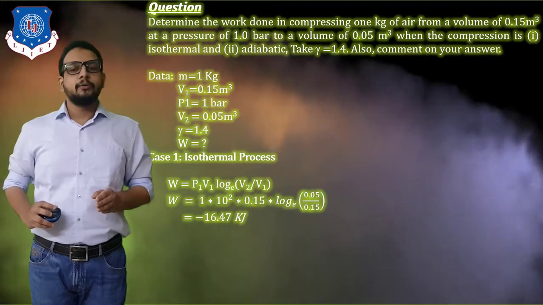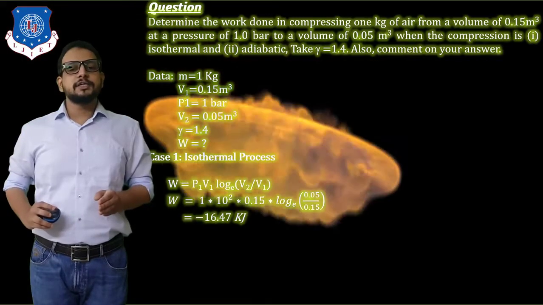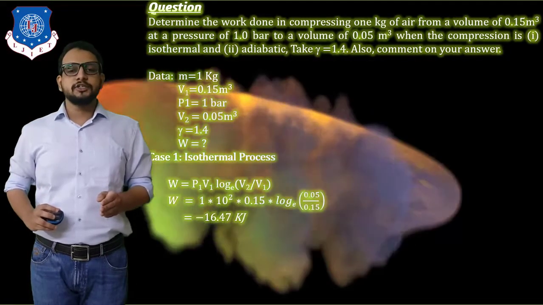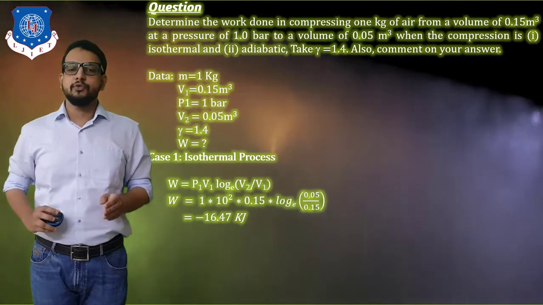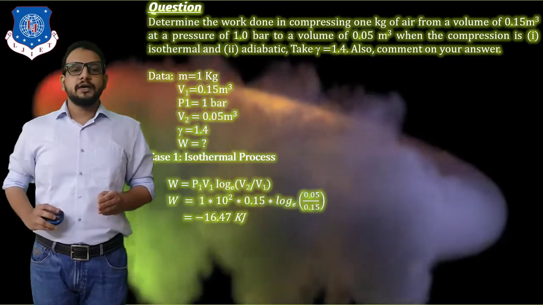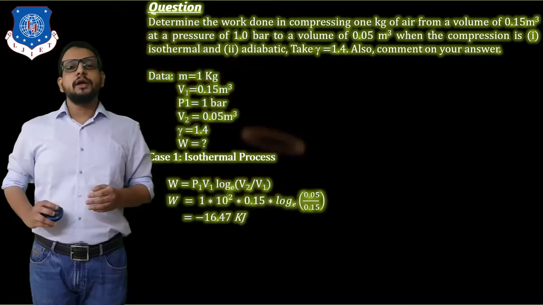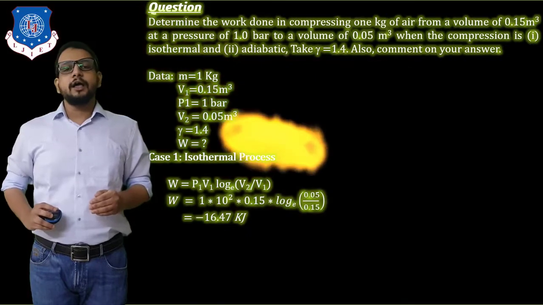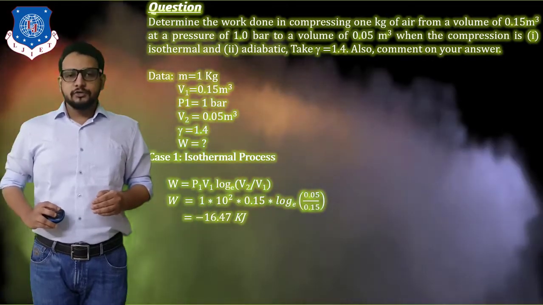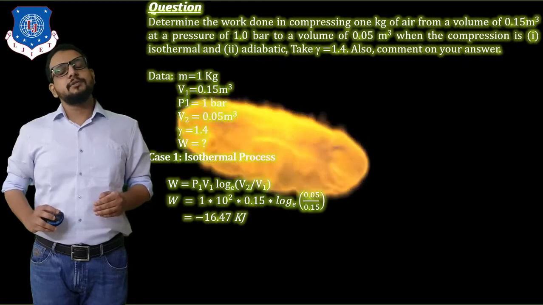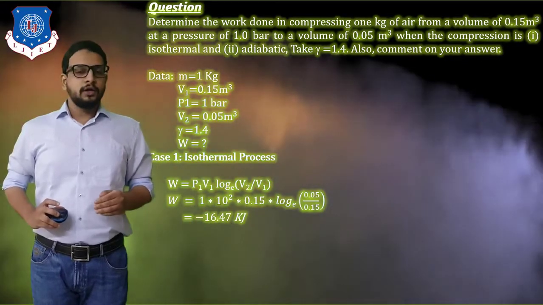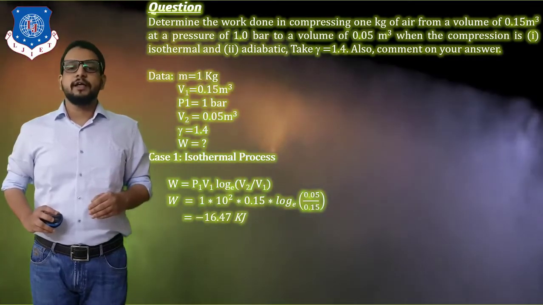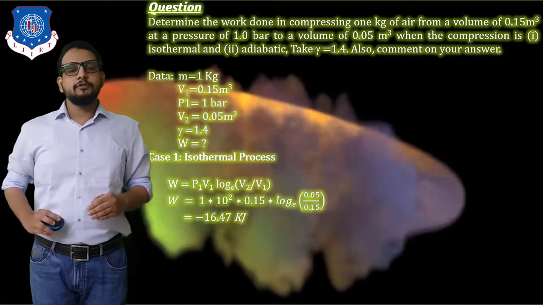So directly we need to substitute all the values and we can determine work done for an isothermal process. W is equal to 1 into 10 raised to 2, where I have converted pressure, which is given in bar, into kilopascal. So 1 bar is equal to 10 raised to 2 kilopascal. So 1 into 10 raised to 2 into 0.15 into log V2 by V1, which means log 0.05 upon 0.15. The final answer of work done is minus 16.47 kilojoule. The negative sign indicates that work is done on the system, which means compression of air has taken place. So this is our first answer.